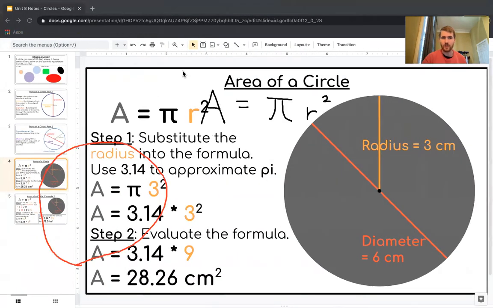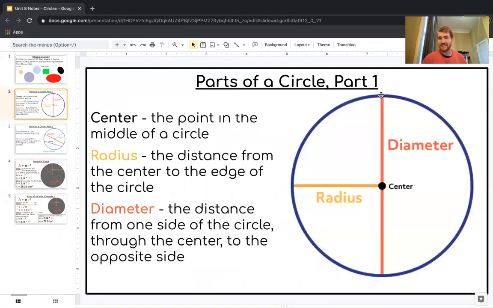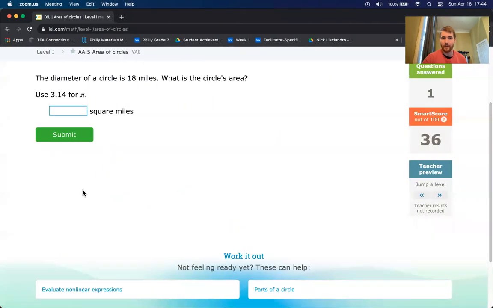Well, if we look at our notes, let me clear this for a second. We know that the diameter is the distance all the way across the circle from one side to the other. And in example 2, I show you how to find the radius using the diameter. All you need to do is take the diameter and divide it by 2. So we'll do that right now.